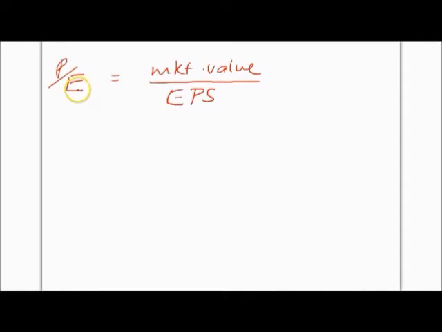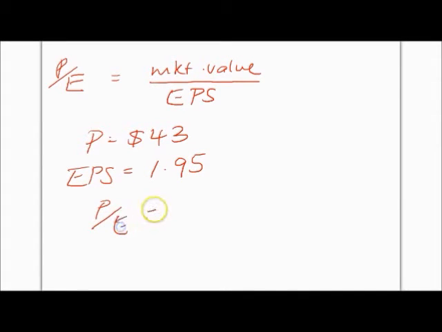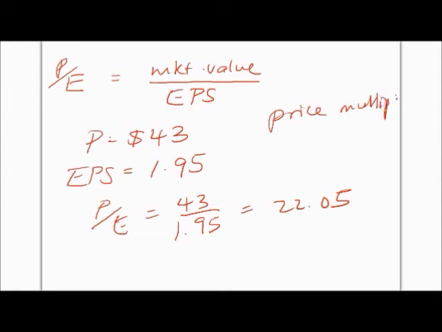So say the current stock price of a company is $43, and earnings per share is $1.95. The PE ratio would simply be 43 divided by 1.95, which is 22.05. The PE ratio is also known as the price multiple, or the earnings multiple.